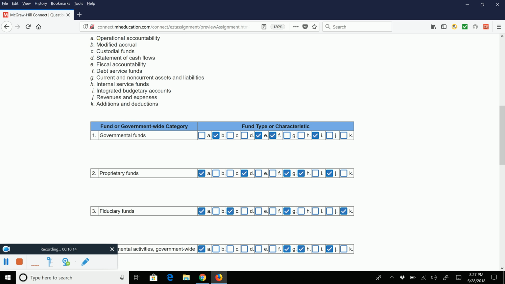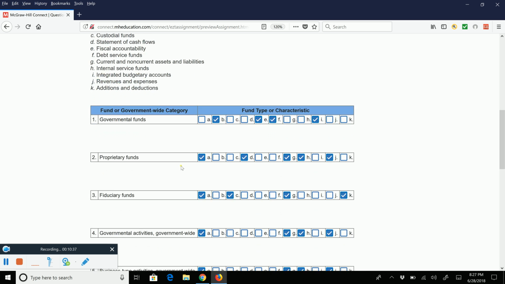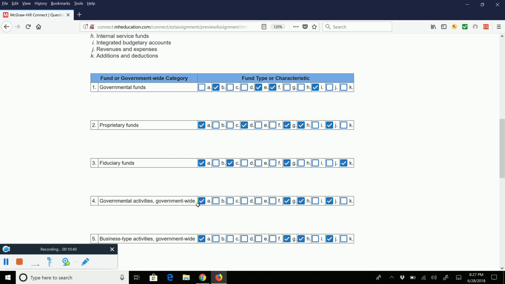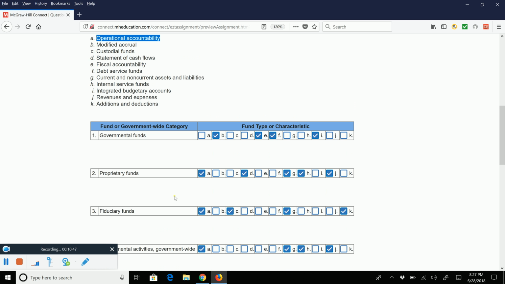All right, first, A, operational accountability. This term, operational accountability, I need you to think about that as accrual accounting. And so of all the funds that we've learned, governmental funds use modified accrual. That is why B is checked off for modified for governmental funds. But everything else, the proprietary funds, the fiduciary funds, and the government-wide statements all use accrual accounting. So we're going to check off A on any fund or government-wide statement that uses accrual.